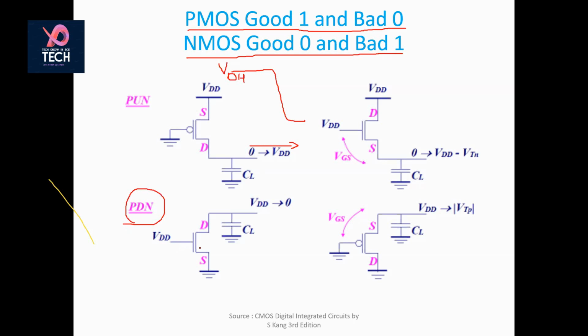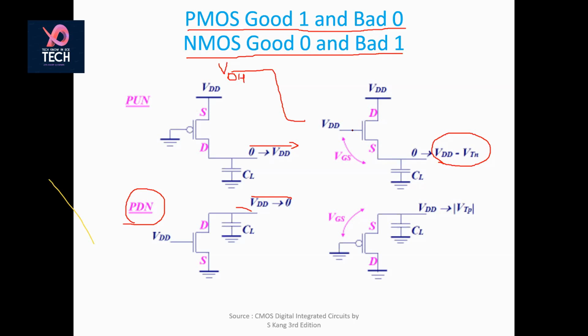So when your VDD is high, this particular capacitance will go from VDD to 0. But on the other side, what is the problem? In your pull down network, some of the voltage is being consumed, VDD minus VTN. You are not getting the full swing when you are passing any voltage or current through this. So some of the voltage is being consumed.